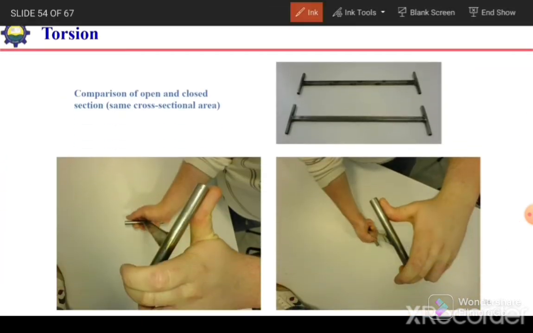So here we have a model demonstration. If we take two rods or two hollow sections, in the first case it is an open section, and in the second case it is a closed section, and we apply a torque on the sections. The first section will twist easily just with the help of hand, but in case of the second section, which is a closed section, it will not be easy to twist. This is because in case of a closed section, the torsional stiffness is significantly high.